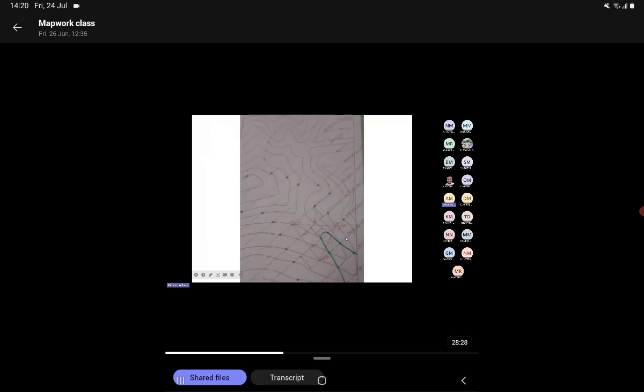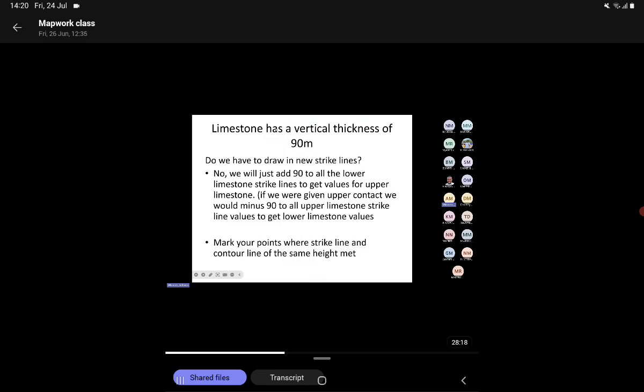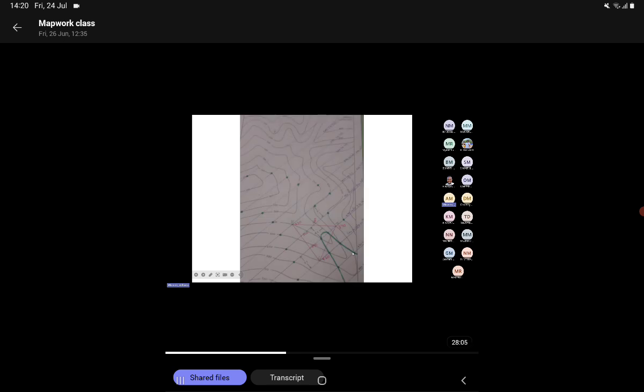So that's how you would have got your outcrop pattern of the limestone, the lower contact of the limestone. Then they told us that the limestone has a vertical thickness of 90 meters, right? Now we need to outcrop the upper contact of the limestone using the same principle that we used when we outcropped the lower contact of the limestone. So to outcrop the upper contact, we do the same thing.